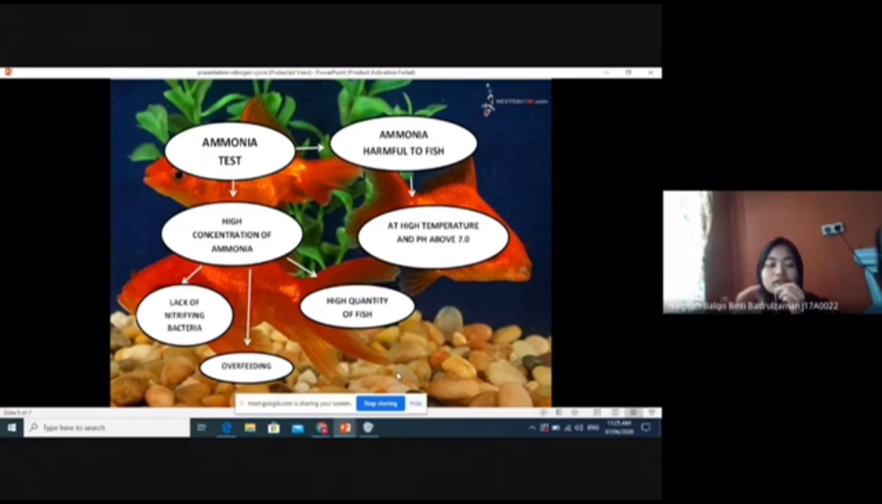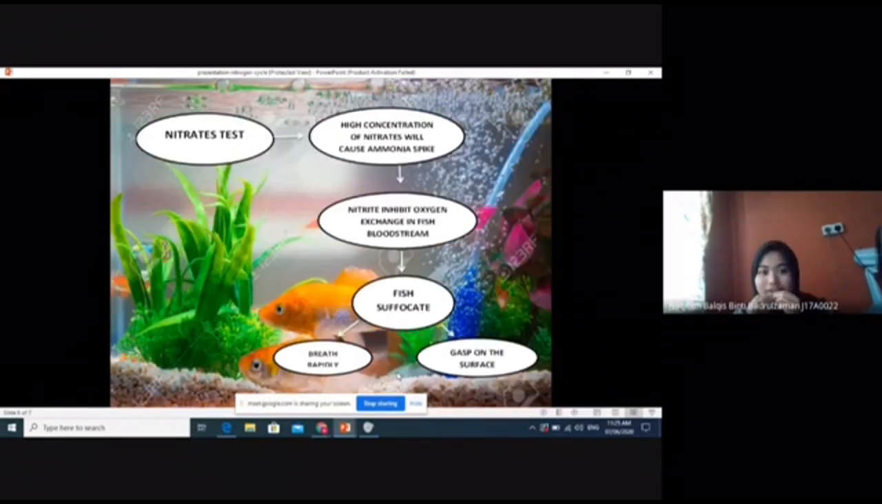So high concentration of ammonia is caused by a lack of nitrifying bacteria or from feeding a high quantity of fish. Next one is the nitrate test. A high concentration of nitrate will cause an ammonia spike, which is just a symptom, or a condition where nitrate will inhibit oxygen action in the fish bloodstream and cause the fish to suffocate.